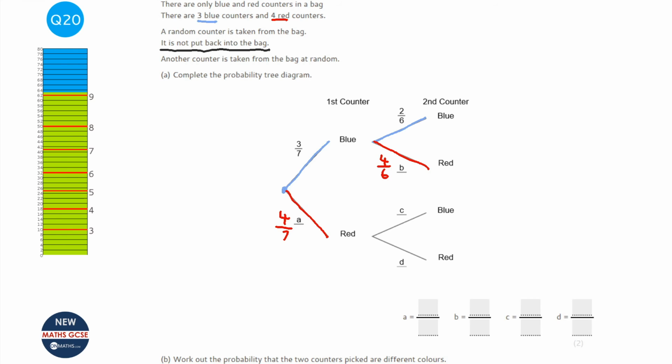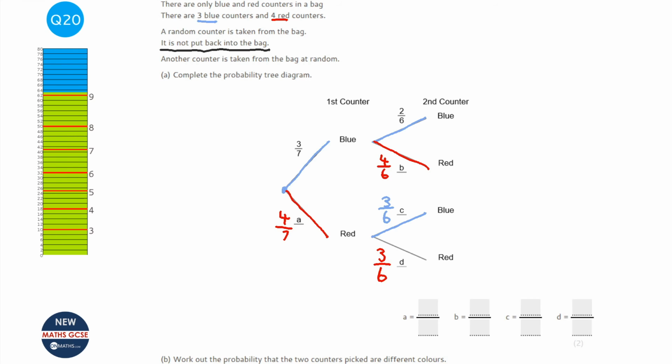So if I picked a red on the first time round, what's the probability I'll pick a blue? Well, let's have a think. There are still 3 blue counters in there, but there are only 6 left altogether because we've picked a red. So the probability of us picking a red, well, there were 4 before we picked one, but we've picked a red, so therefore there are 3 reds left and 6 left altogether.